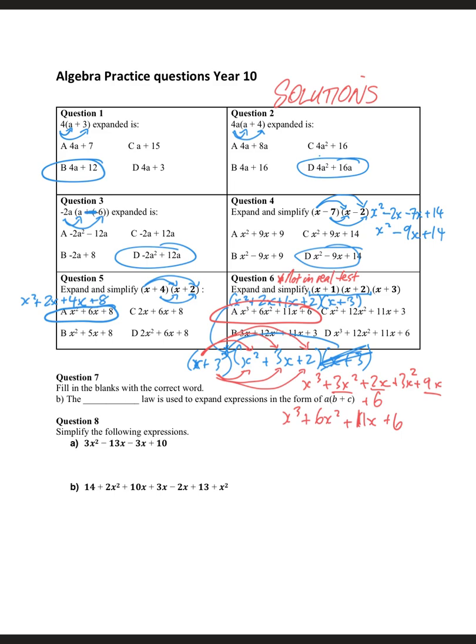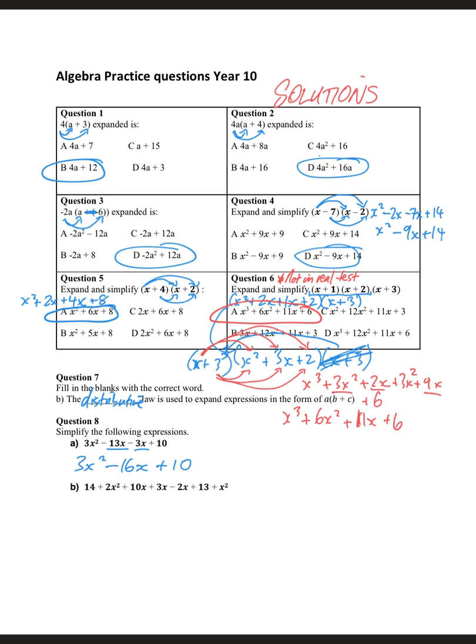Next question. The something law is used to expand brackets in the form that is distributive law. Simplify the following expressions. We need to collect like terms. There's no other x squared term, but we've got negative 13x and negative 3x. So you're going to have 3x squared negative 16x plus 10.